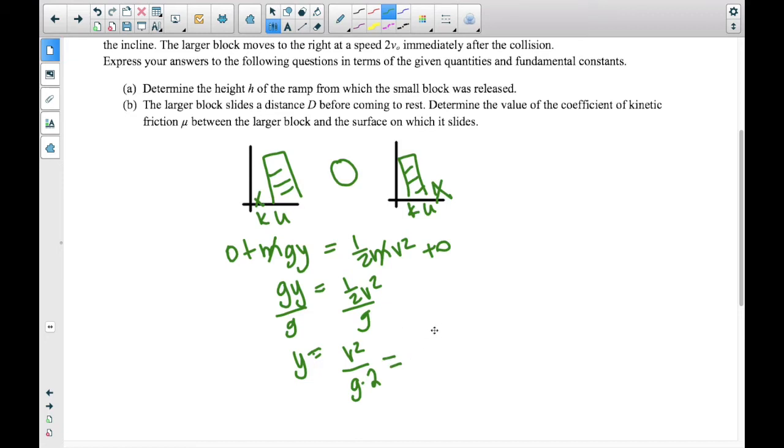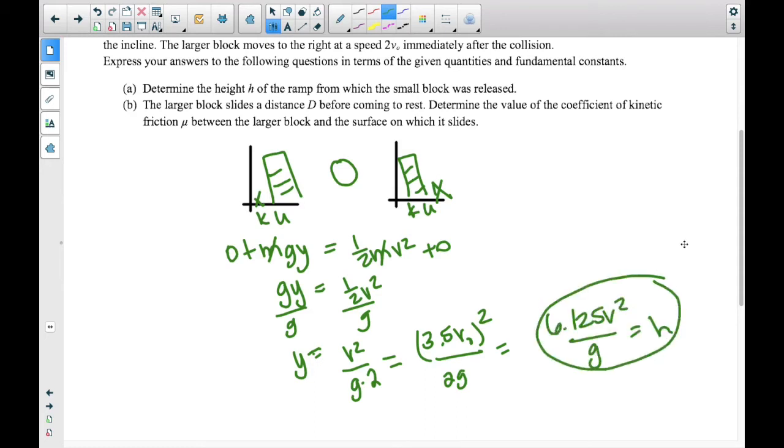Now, they also tell us that at the bottom it has a velocity of 3.5 times the original velocity. So let's go ahead and plug that in. And then as we simplify this, we take it to the second power, we divide by 2, we should get 6.125. So here's our h. All right, that was question A.